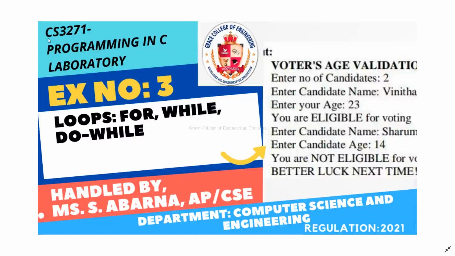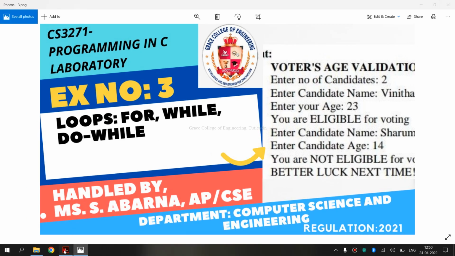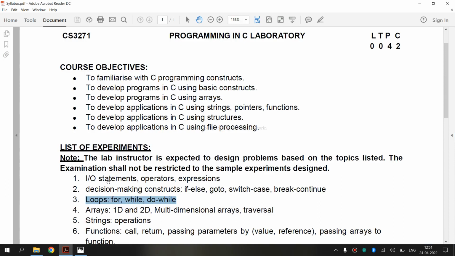In this video, we are going to discuss CS3271 Programming in C Laboratory, exercise number 3, Loops: for, while, do while. Now let's see the syllabus for Regulation 2021. This is the syllabus. So loops for, while and do while is given in our third exercise.